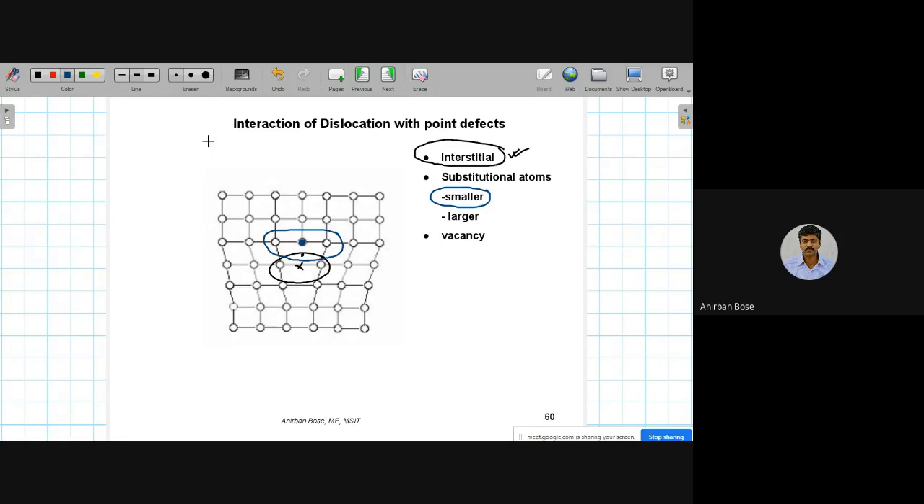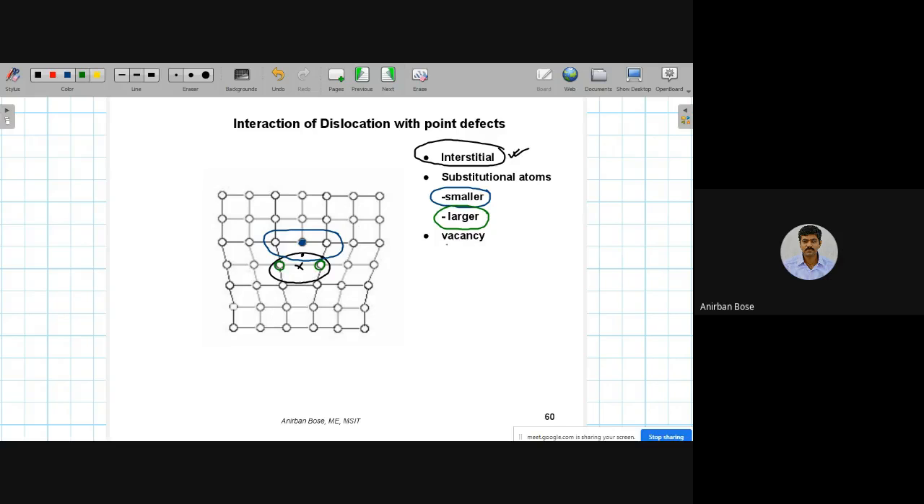Similarly, for substitutional larger atoms, a larger atom can be substituted in the tensile region, where the atoms have a very large distance among them. Atoms in that region can be substituted by larger atoms, and that will be energetically favorable.